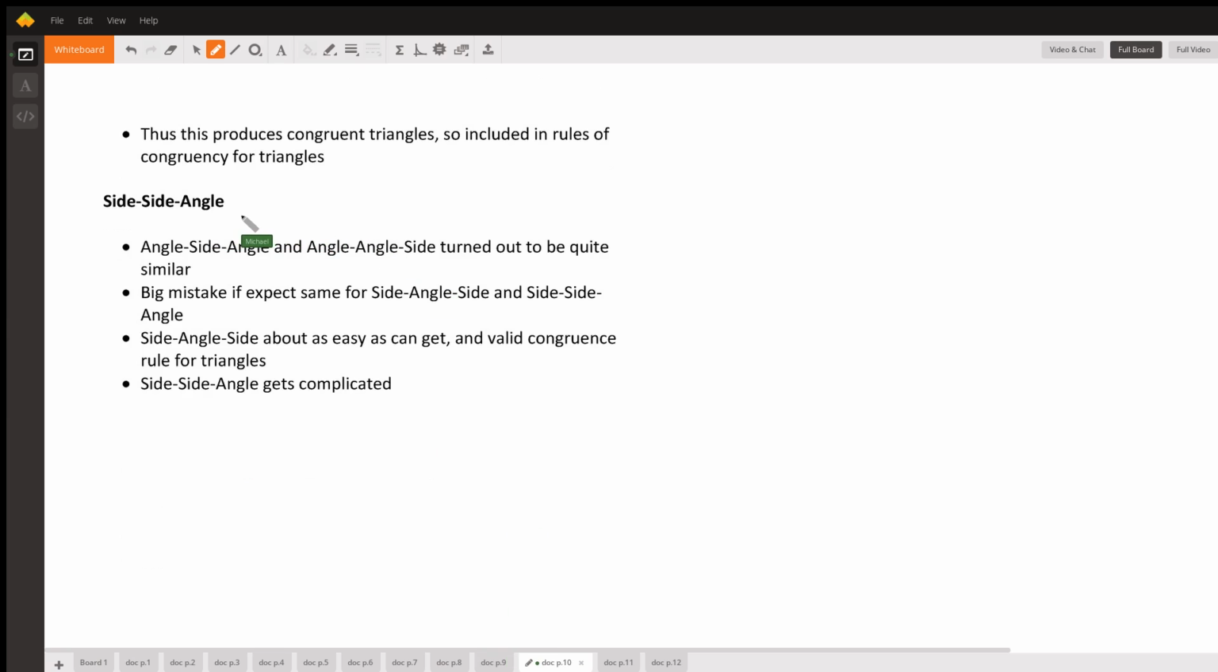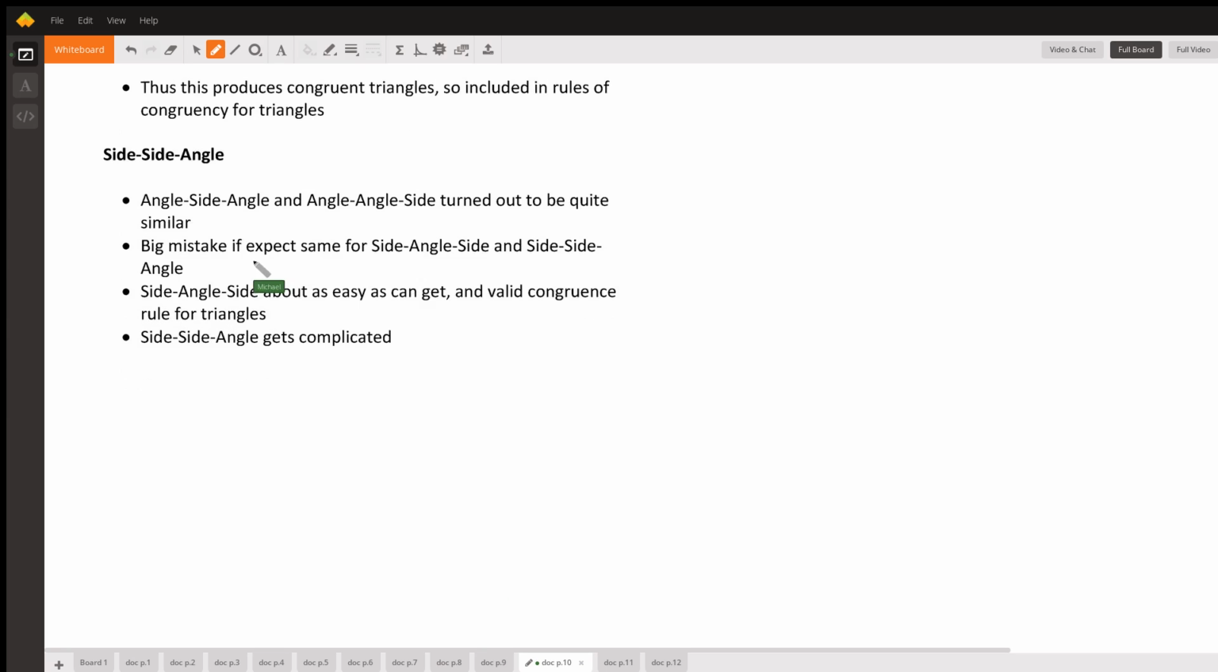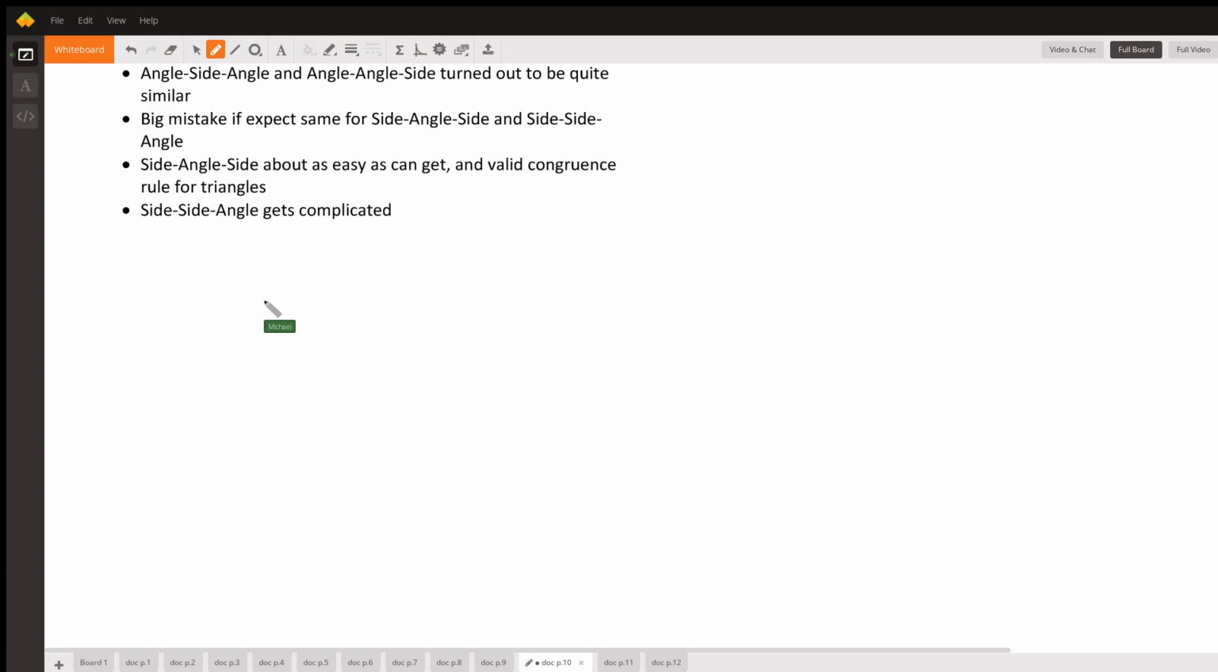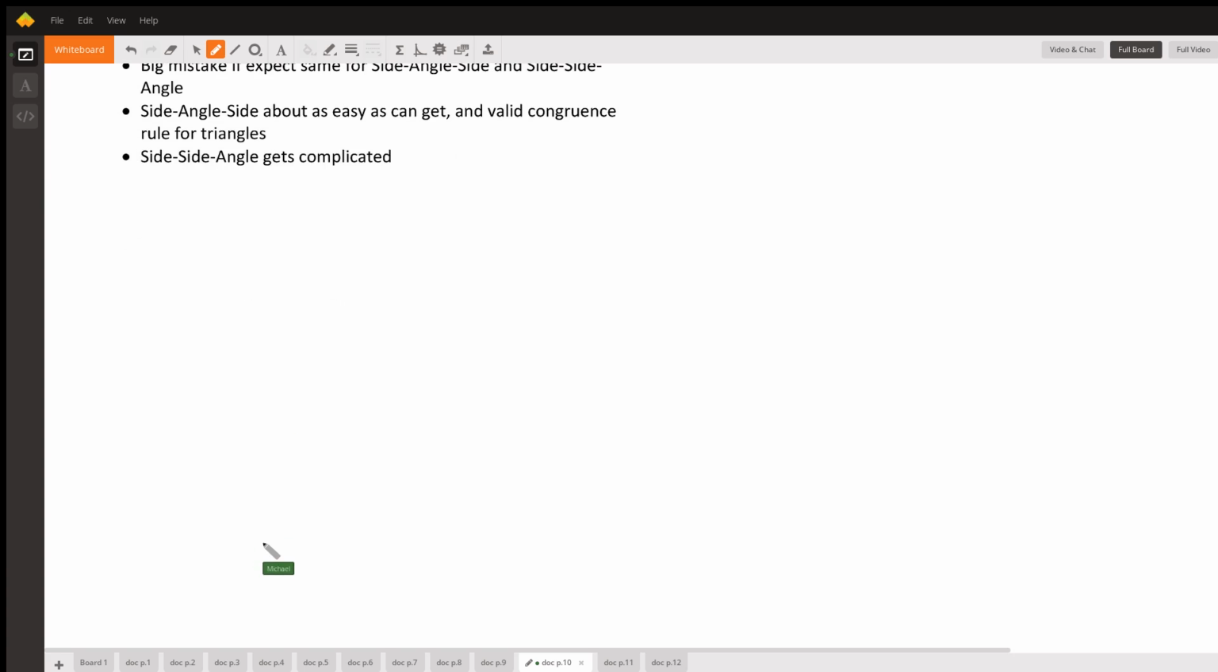Now, side side angle, that's quite different. So it's a big mistake if you'd expect it to be pretty much the same as side angle side. The first one, side angle side, is about as easy as you can get. This one is more complicated. So let's take a look. How would you build one?